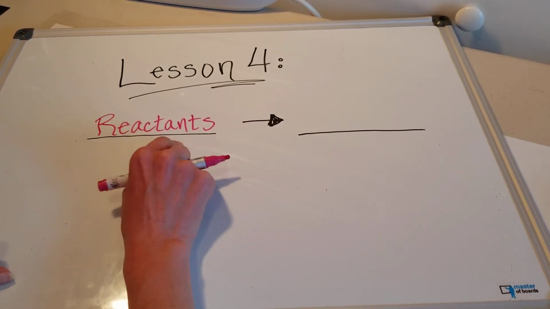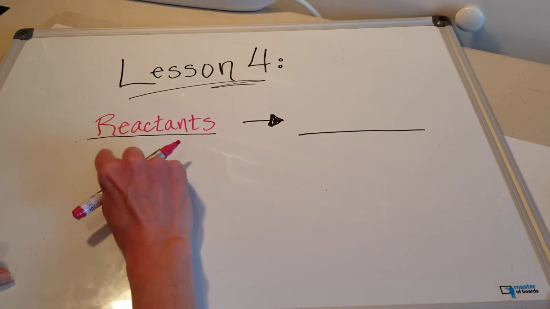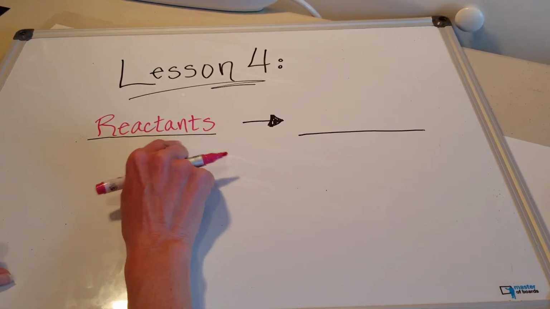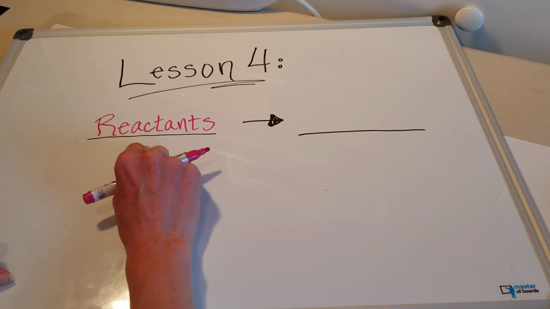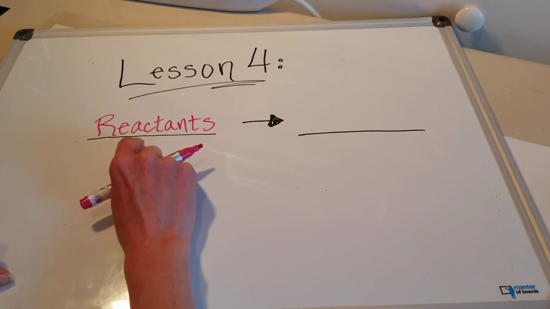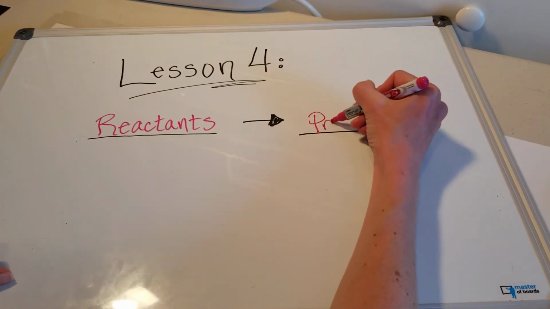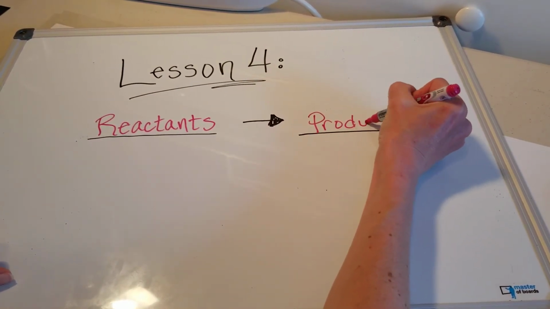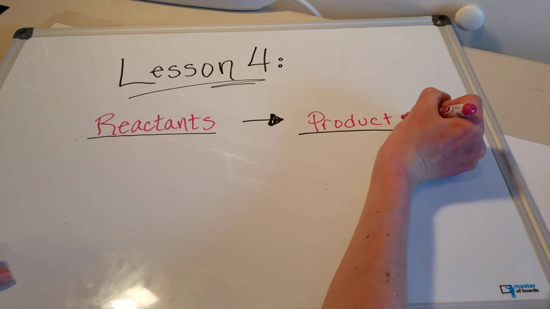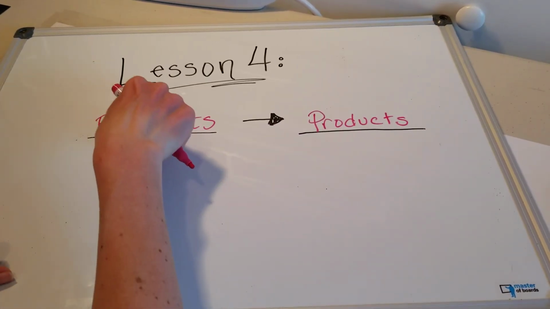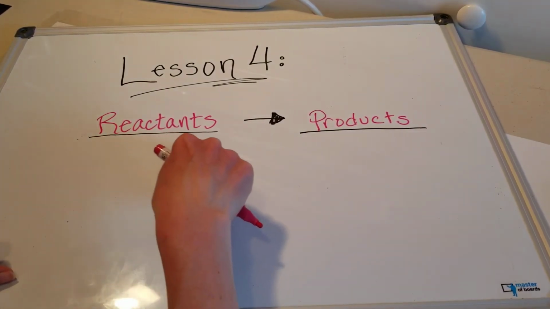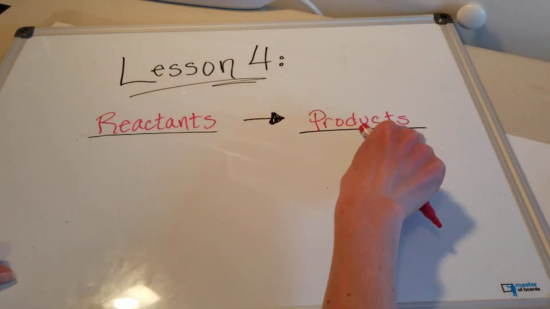So it could be 3 different atoms together, 3 compounds, 3 molecules of a compound. It doesn't make any difference what it is. This is the side where we find the reactants. This side instead is where we find the products. So the reactants react to produce the products.